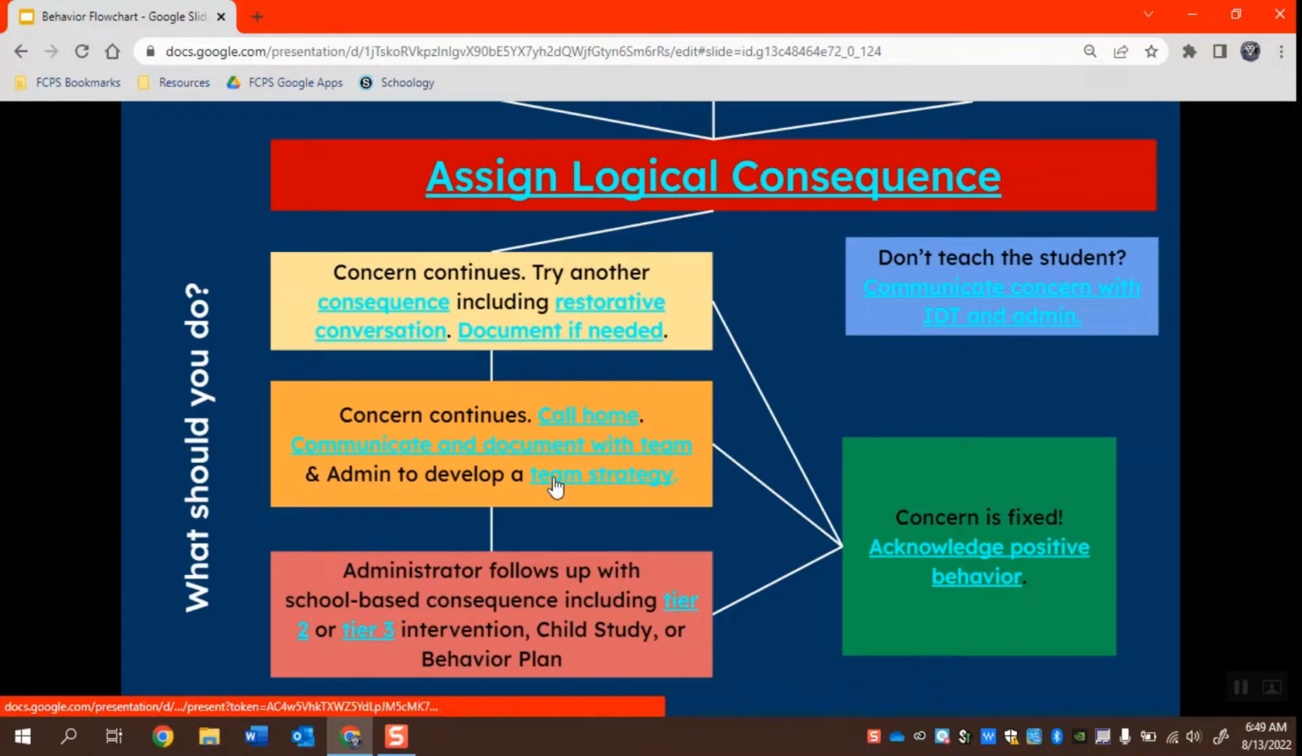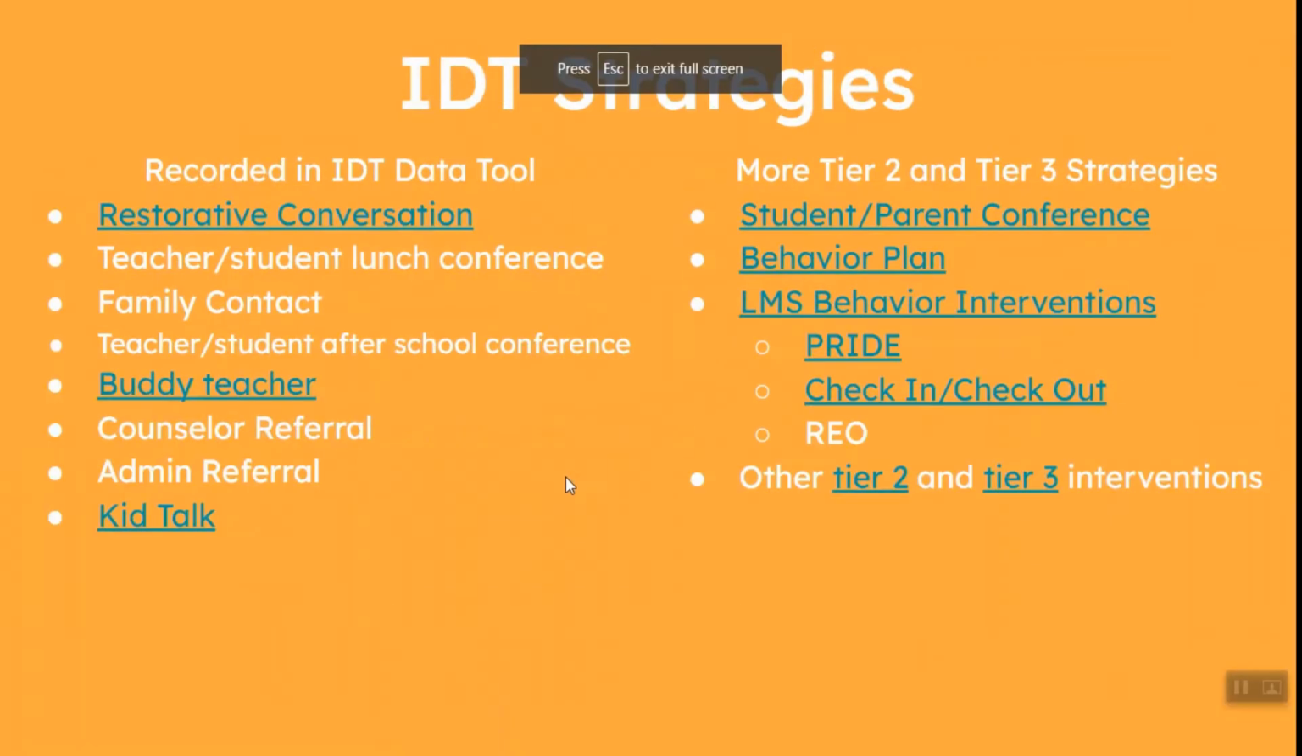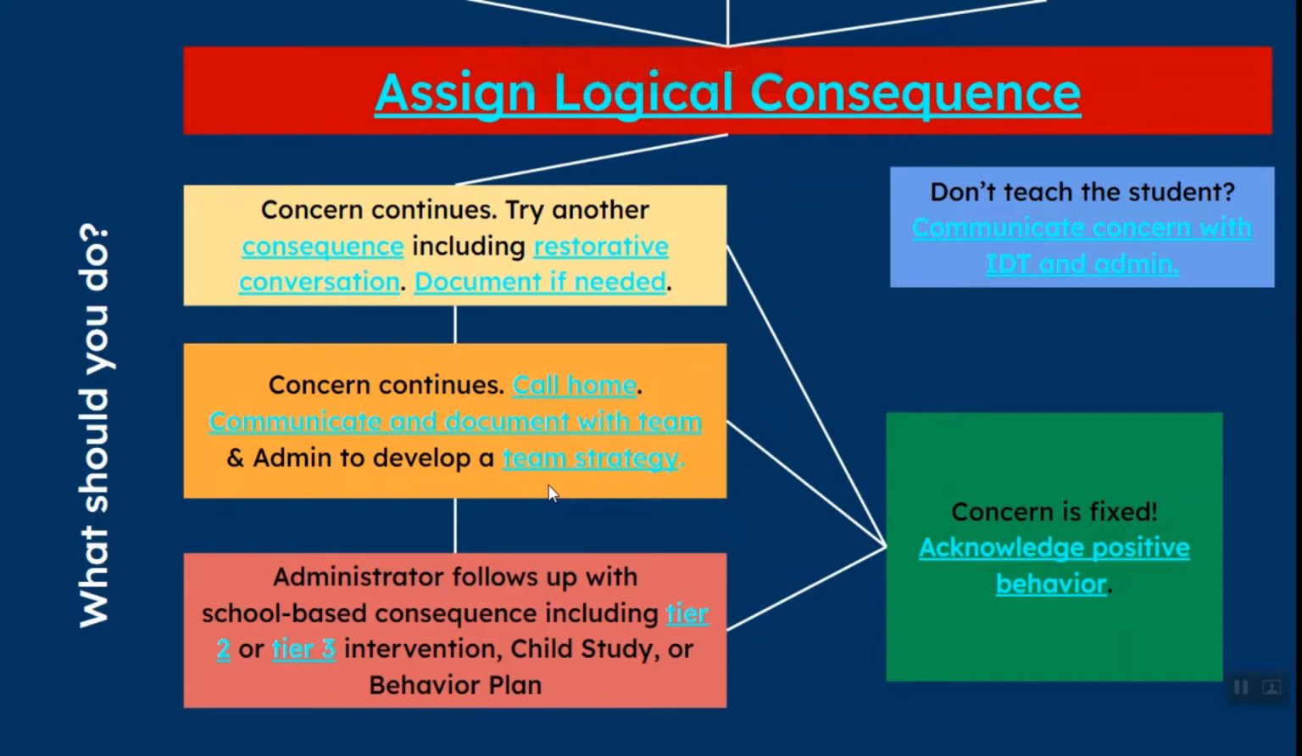And at this point, it's probably going to be brought to the team level because most likely, if you're seeing this problem in your class, other people are seeing it in their classes, so you can start dealing with this as a team. If it persists through that, then you're going to need to bring in admin to deal with it as a tier 2 or a tier 3 intervention. Hopefully, that concern is fixed and you get to acknowledge this positive behavior.